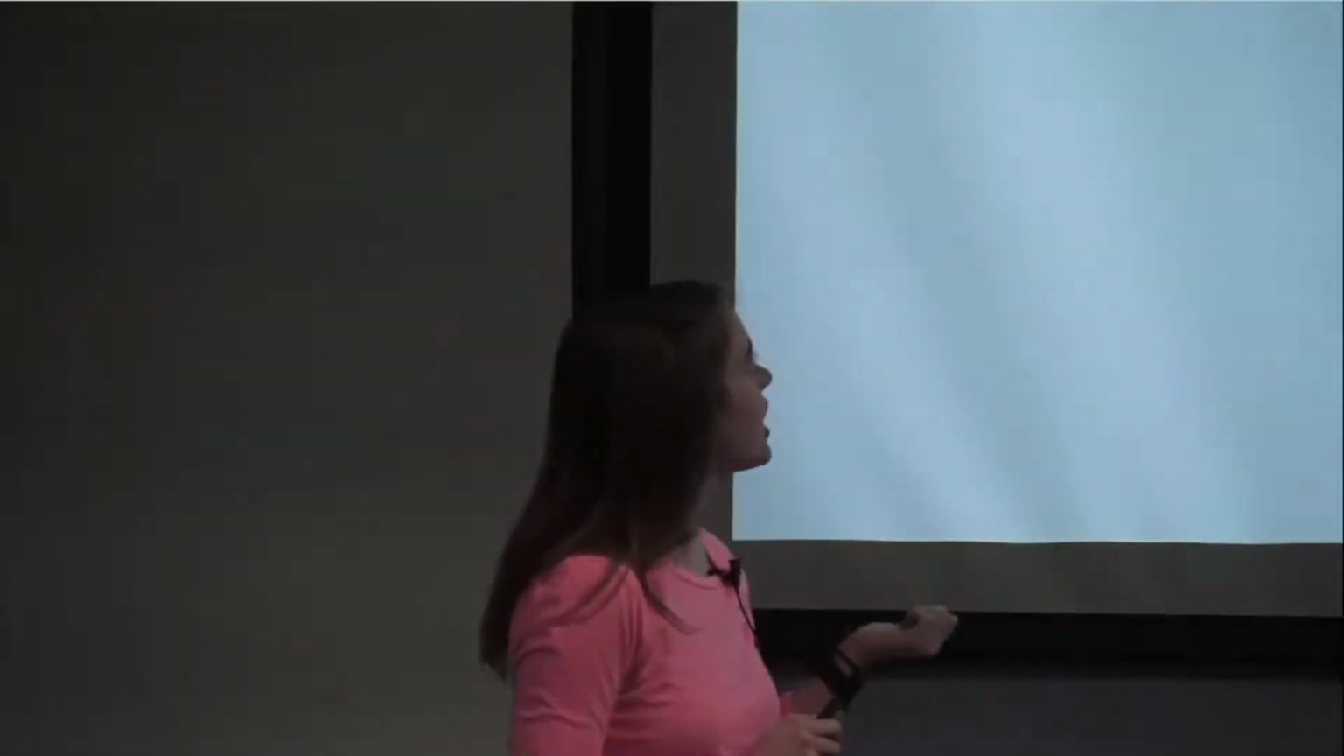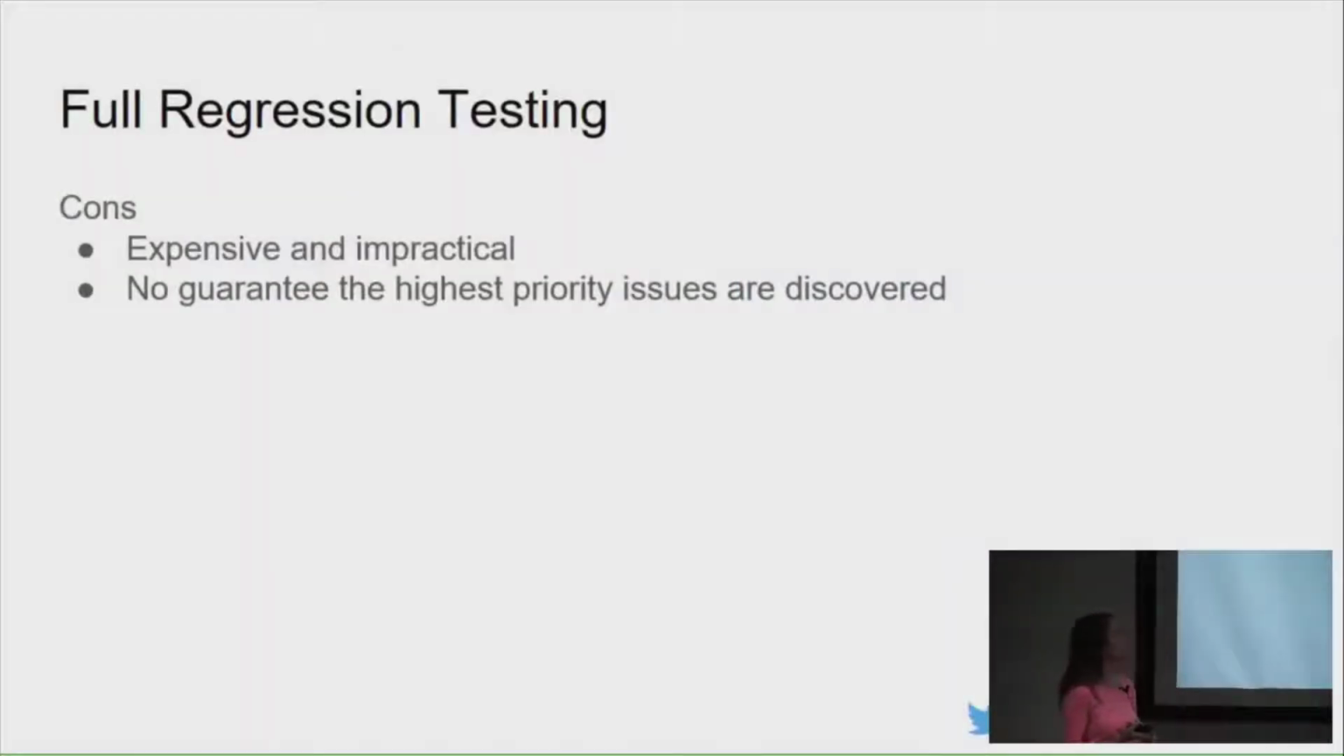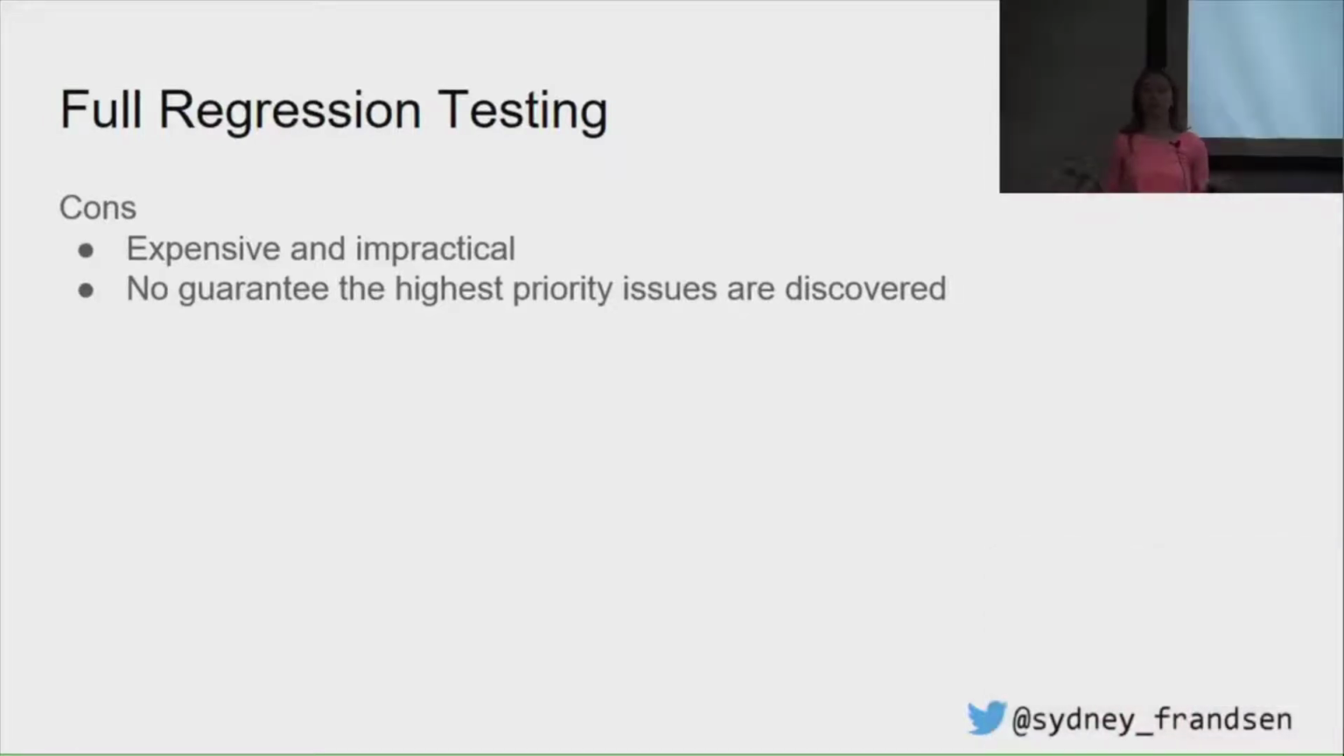So what I already just talked about, I did mention some of the cons of full regression testing, which is the expensive part of it, and then also it's not very practical to go through all those test cases. But a big thing is that it also doesn't guarantee that the highest priority issues are found, because you could end up with a list of 100 minor issues that are not actually important to your users. It's no guarantee that you're going to find the things that would really trip up your users and ruin that first time experience with them.